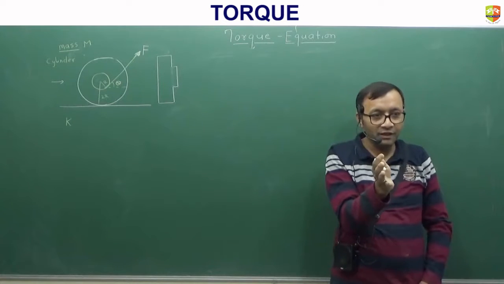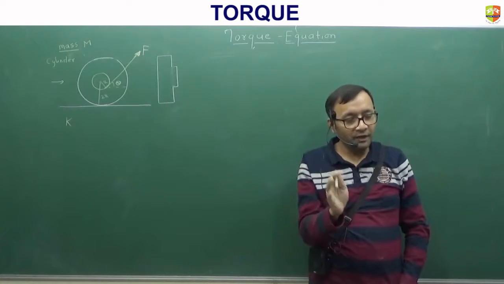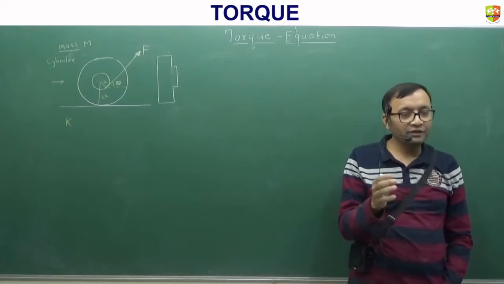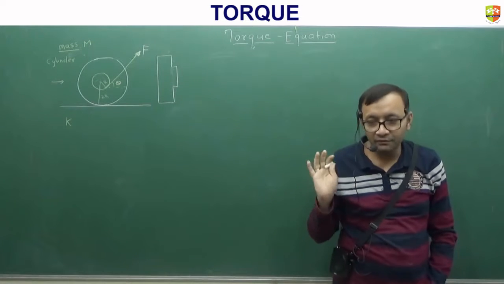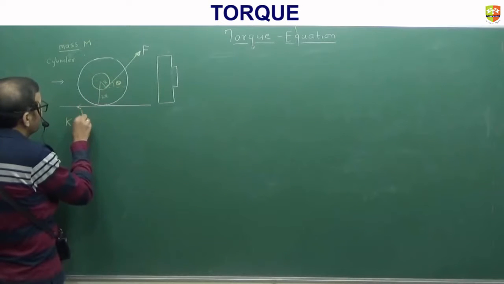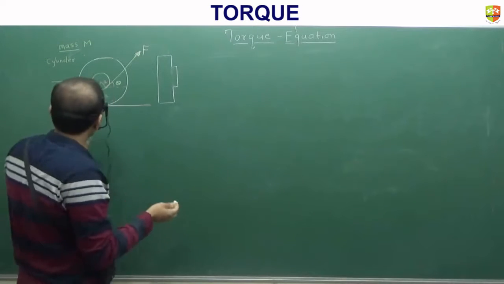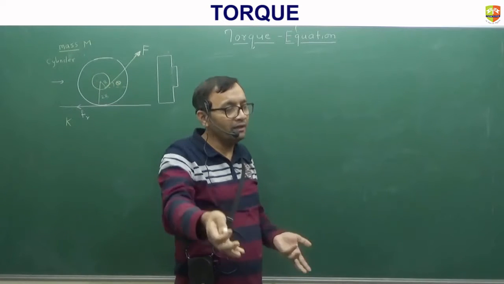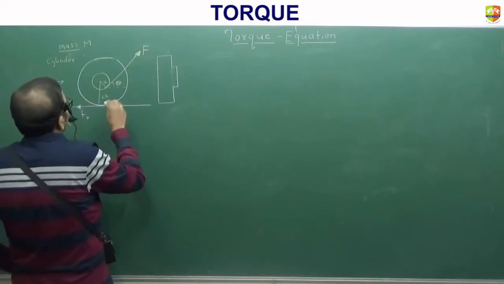Are you getting what I'm trying to say? You can assume any direction of friction, any direction of whatever, as long as you're maintaining consistency. Because torque equals I alpha doesn't tell you that friction direction should be this or that. All it tells you is that you should be consistent with applying the equation. So let's assume friction is this way. I don't know which way it is, so I'll assume any which way. If my assumption is wrong, the friction magnitude will come out to be negative. So don't break your head on which direction the friction is.